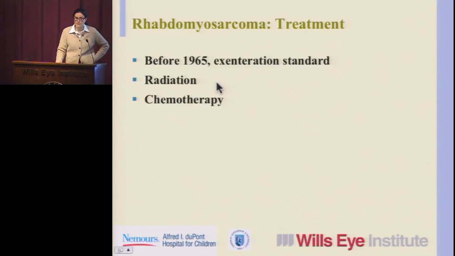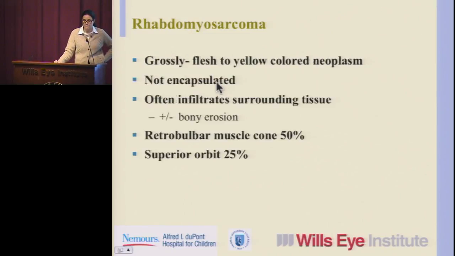Before 1965, exenteration was standard. Now treatment with radiation and chemotherapy is the mainstay. Grossly, they're a flesh or yellow-colored neoplasm, not encapsulated, and can often infiltrate the surrounding tissue, and you may or may not see some bony erosion. People always, I feel like the misnomer for this with the boards is that they always ask, is this of the muscle for origin, and it's not.